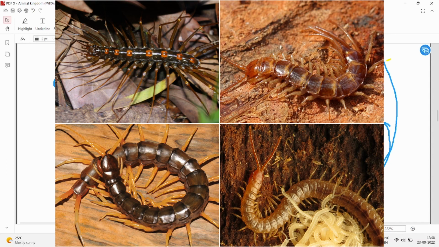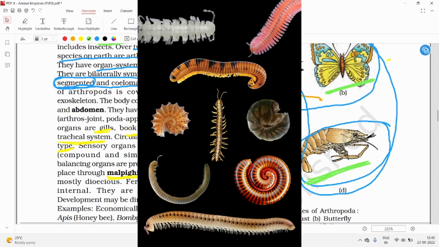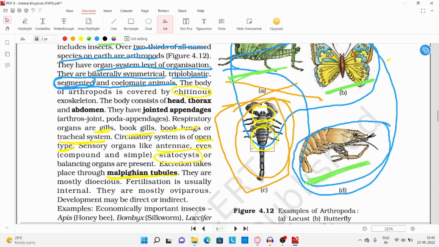Centipedes are named Chilopoda because chilo in Greek means lip and poda means foot. So lip footed. And Diplopoda, diplo means in pairs of two, and poda, foot. So millipedes have legs in pairs of two, hence they are called Diplopoda.